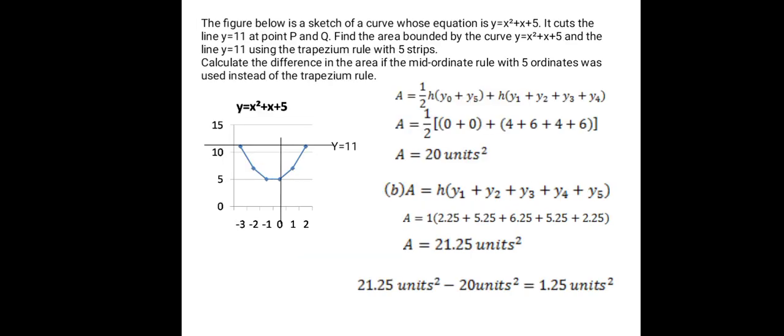The figure below is a sketch of a curve whose equation is y = x² + x + 5. It cuts the line y = 11 at points P and Q. Find the area bounded by the curve y = x² + x + 5 and the line y = 11 using the trapezium rule with 5 strips. Calculate the difference in the area if the mid-ordinate rule with 5 ordinates was used instead of the trapezium rule.